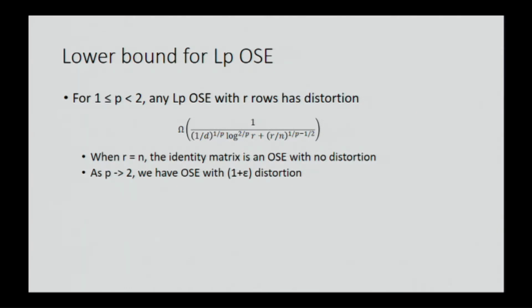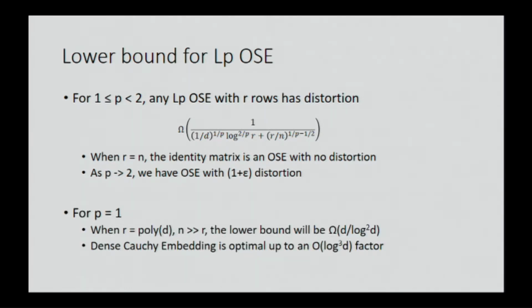So this is just explaining some of these terms. What is a typical use case of this theorem? When p equals 1, let's see what we get. Typically, you want a number of rows r that is a small polynomial in the dimension d that you're solving regression on. So let's say r is polynomial in d. And you want to do dimensionality reduction, so let's say your original dimension n is much larger than your sketch dimension r. So this r over n term I'm just going to ignore. It's very small.